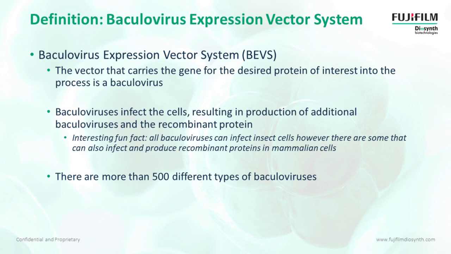An interesting fun fact is that all baculoviruses can infect insect cells, obviously, but there are actually some that can produce recombinant proteins in mammalian cells, such as CHO and that sort of thing. That's not typically what we see a lot in manufacturing or in the industry, but some of them can infect both types of cell lines. And there are more than 500 different types of baculoviruses. There may even be more since I looked this up last, but there are a lot of different baculoviruses out there that can be used to generate material.